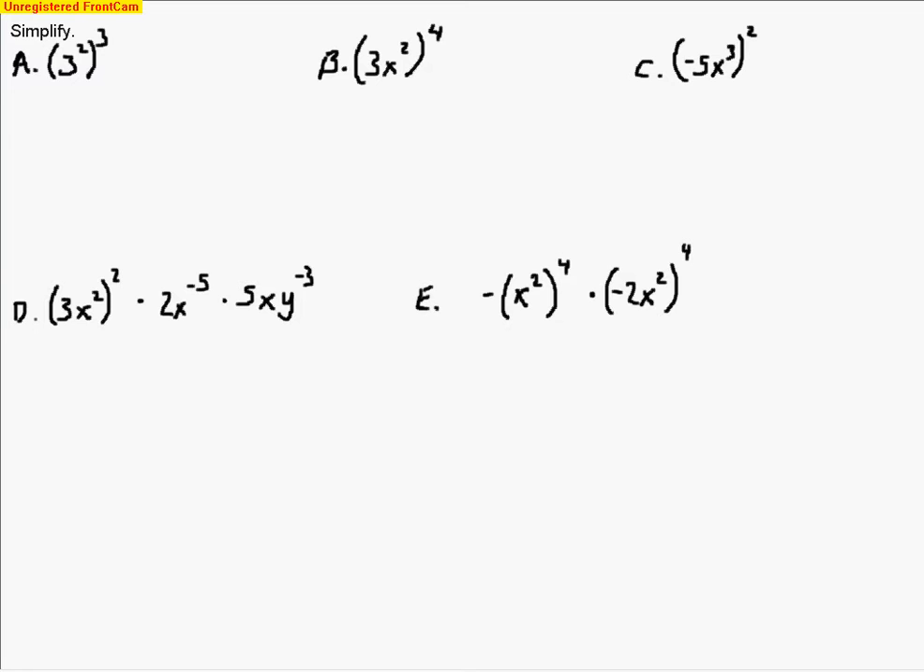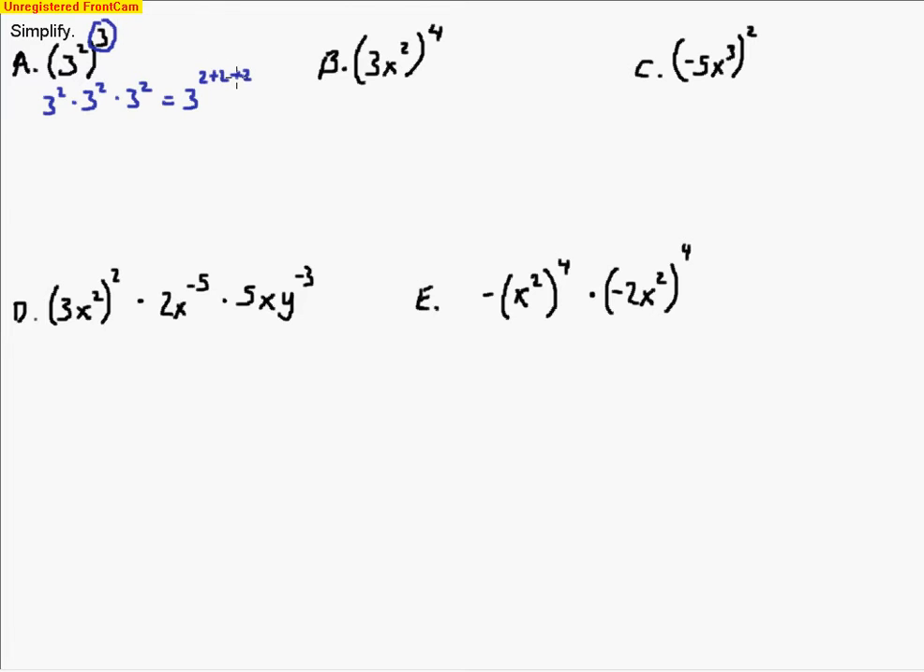So let's take a look at the letter A here, and this will go over the rule that we're going to end up using. So here we have 3 to the second power all to the third power. If I was to write this out, this would be 3 squared times 3 squared times 3 squared. I wrote it out 3 times because that's what the exponent here says to do. It means I have 3 groups of 3 squared. Well, the rule from here would be, since we're multiplying terms with common bases, we add up the exponents. So the base stays the same, and I just add up the exponents, 2 plus 2 plus 2.